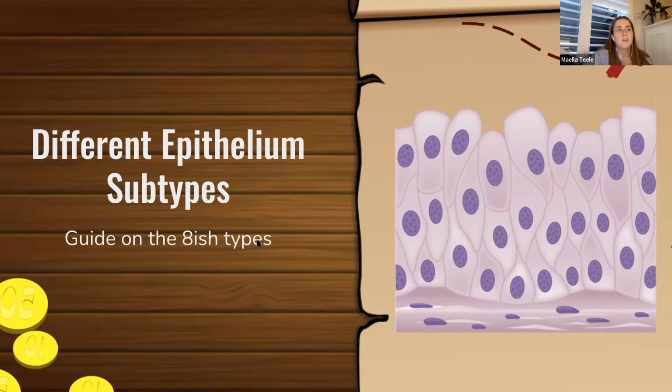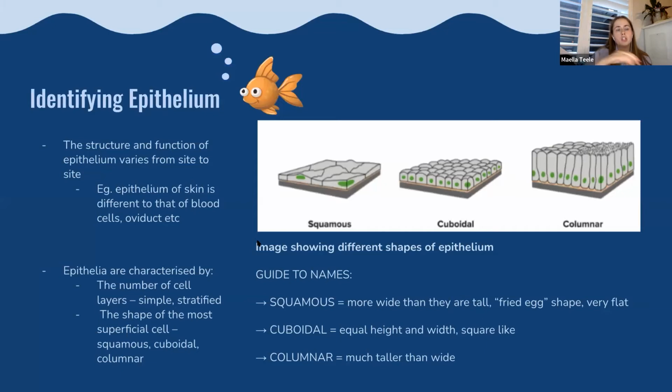So next we have the different epithelium subtypes. So how do you initially identify epithelium? From site to site, you've got different epithelium that looks and behaves differently, so it's important to know how to differentiate between them. The number of cell layers, whether it's simple, which is one cell layer, or stratified, which is more than one cell layer stacked on top of each other, is how you can characterize epithelia.